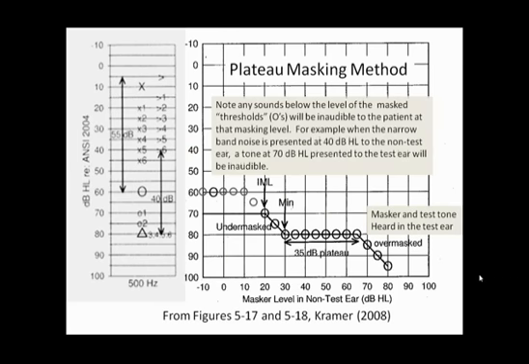Okay, so note, any sounds below the level of the masked threshold will be inaudible to the patient at that masking level. For example, when the narrowband noise is presented at 40 dB HL, right here, to the non-test ear, a tone of 70 dB HL presented to the test ear will be inaudible. So anything below the level of these, we should put the word threshold in quotes, right? These actually aren't really thresholds. We didn't use the Hughson-Westlake protocol.